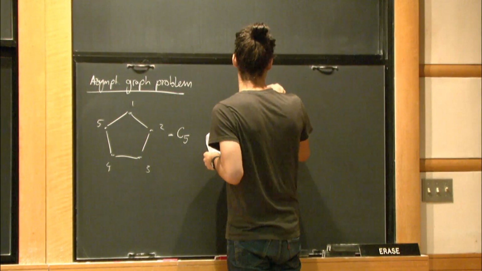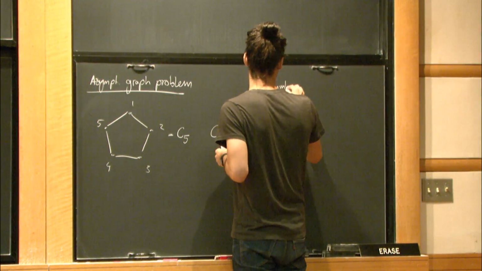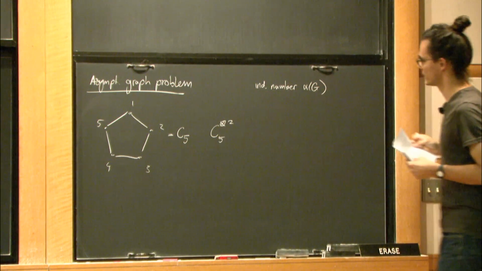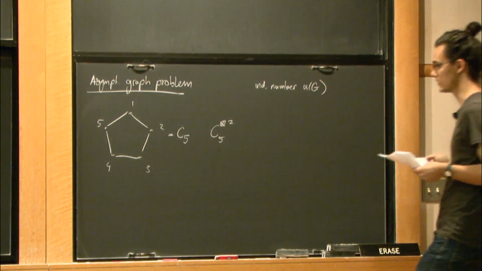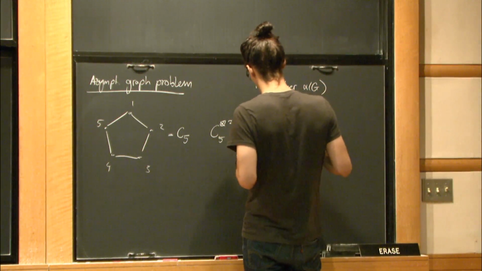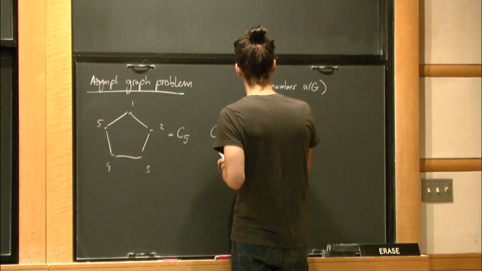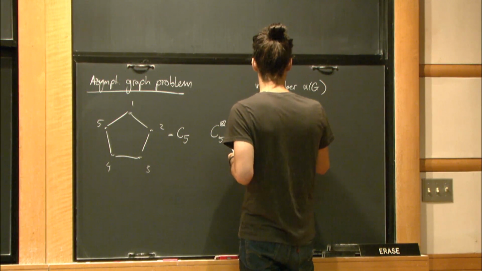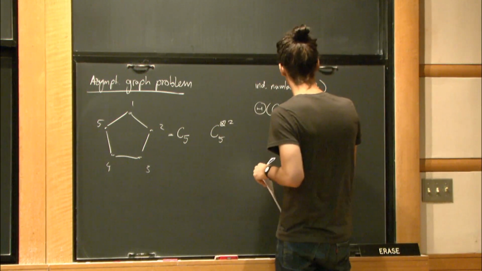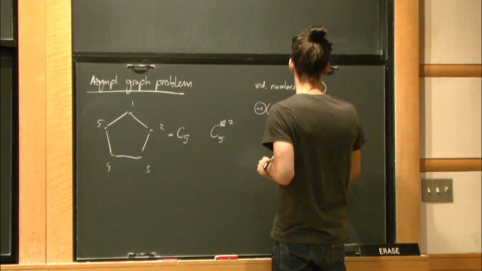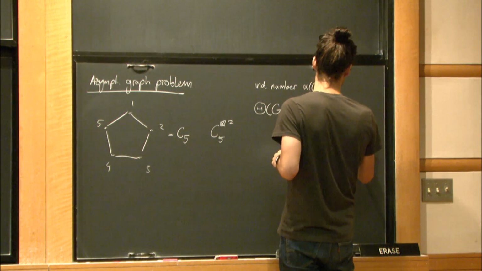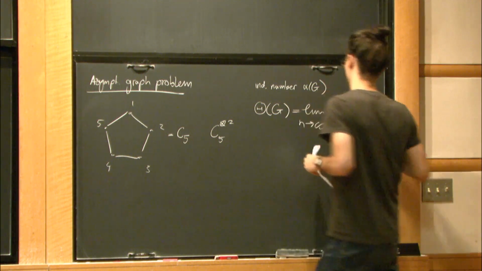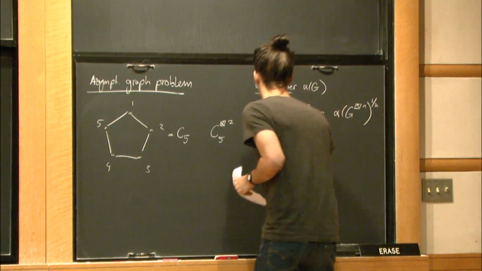As I mentioned, we're interested in the independence number, alpha of G, which is the size of the largest independent set in the graph. And then we consider this asymptotic property called the Shannon capacity, which is the limit as n goes to infinity of alpha of G to the power n, to the power 1 over n. So this is called the Shannon capacity.